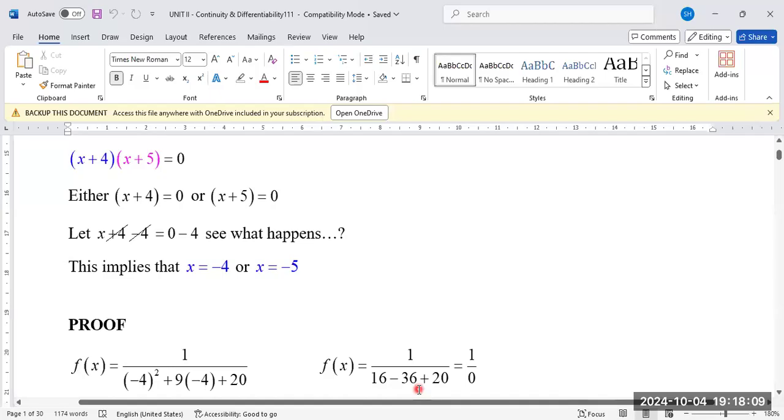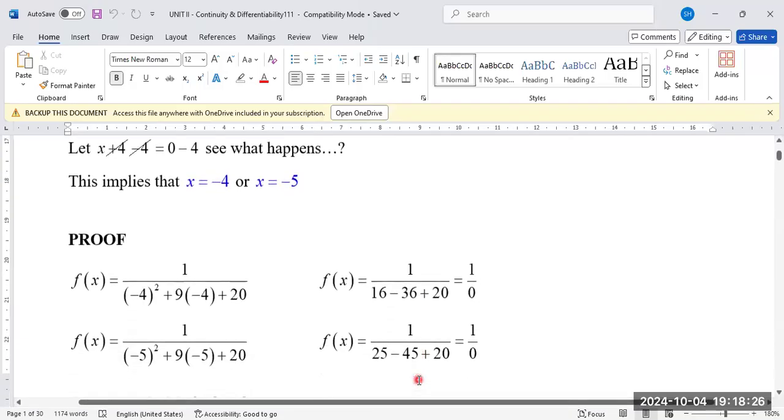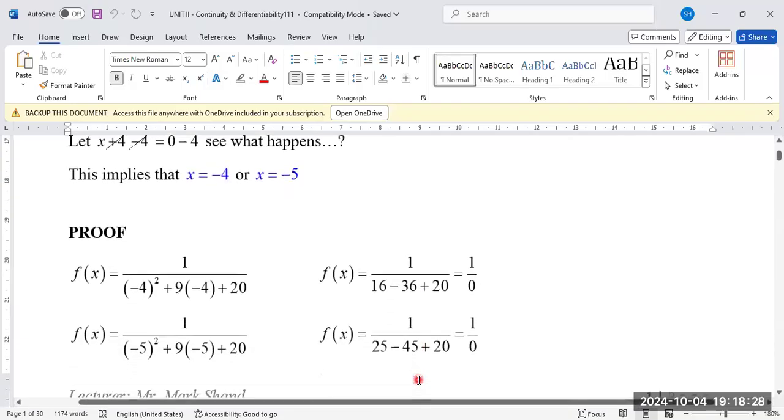So I'm going to get 1 over 0. Similar to the question that we just did a while ago, where we got 5 over 0. Once a 0 is in the denominator, the function is undefined. The function is discontinuous. All right? And similarly with the negative 5, I'm going to get 1 over 0.